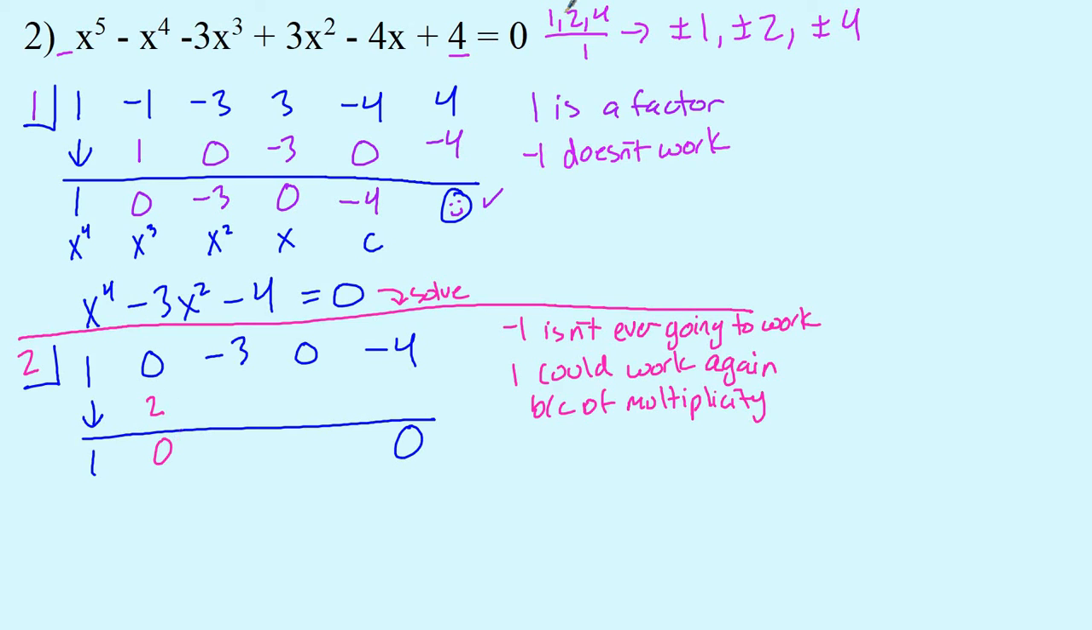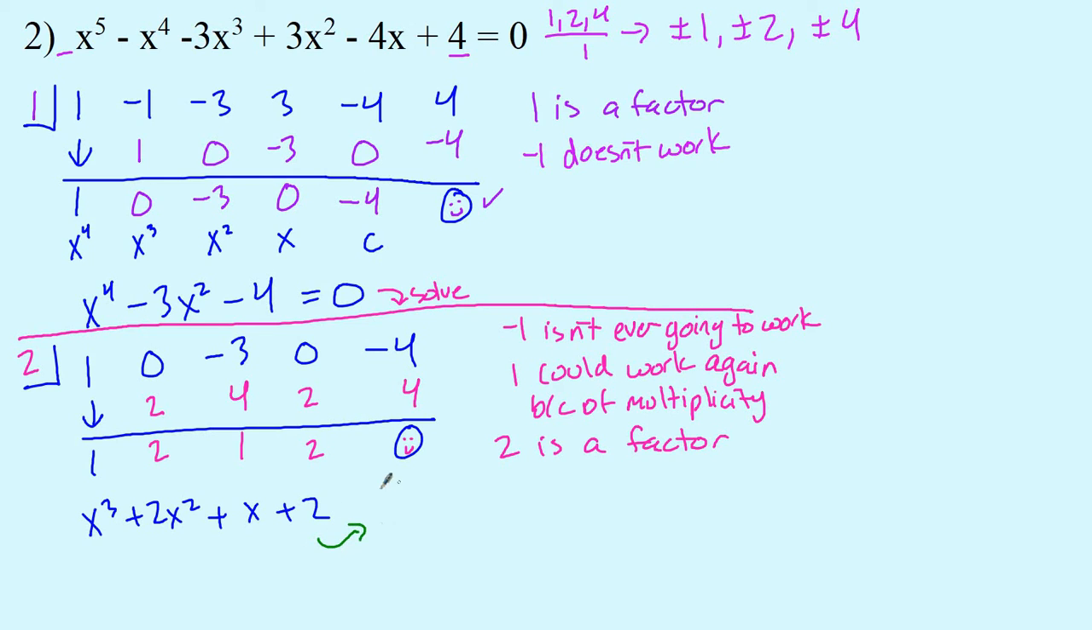So we multiply. Multiply, add, multiply, add, multiply. Wonderful. So 2 is a factor. So now our new equation is going to be x cubed plus 2x squared plus x plus 2. We can either try and factor it or use synthetic again. It's crazy how we can just keep using it.